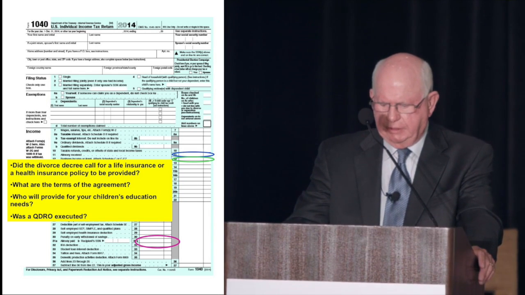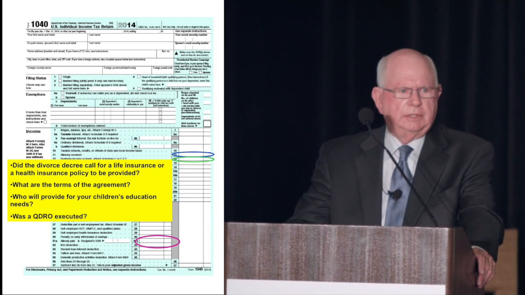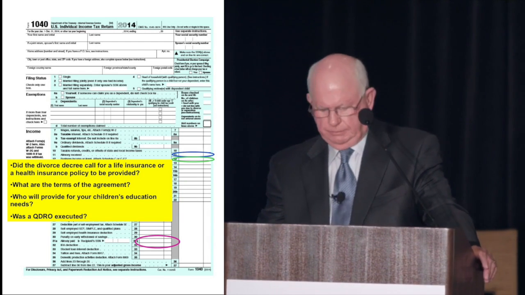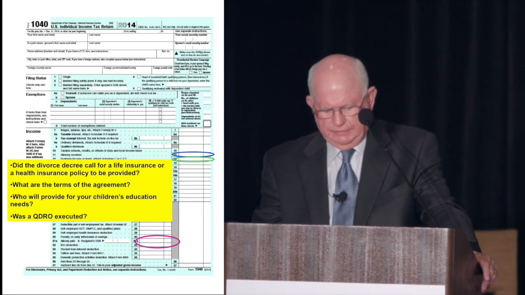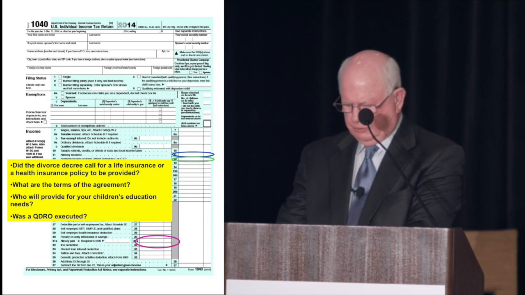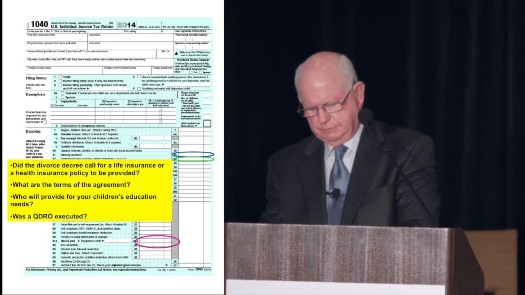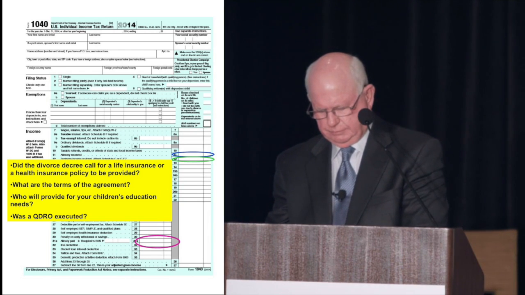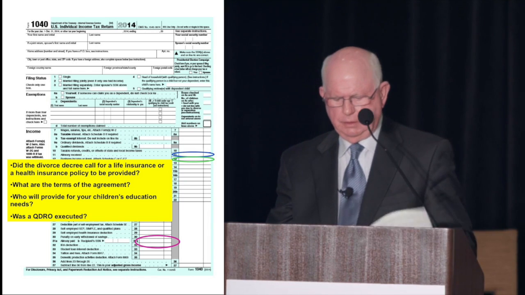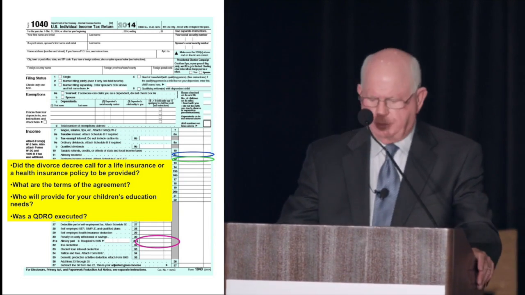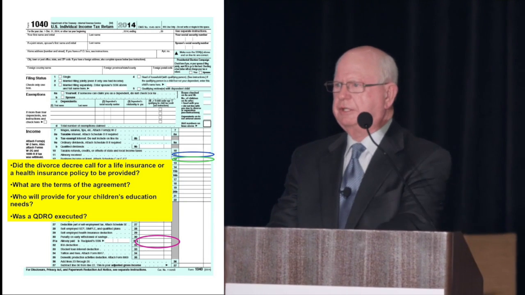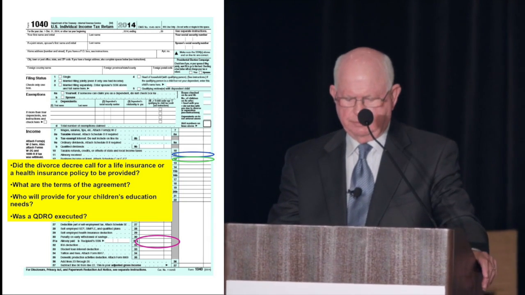Did the divorce decree call for a life insurance or a health insurance policy to be provided? If so, what are the terms of the agreement? Who provides for the children's education needs? Was there a QDRO executed? And a QDRO is a qualified domestic relations order, which is a penalty-free pension or qualified distribution for one of the spouses.